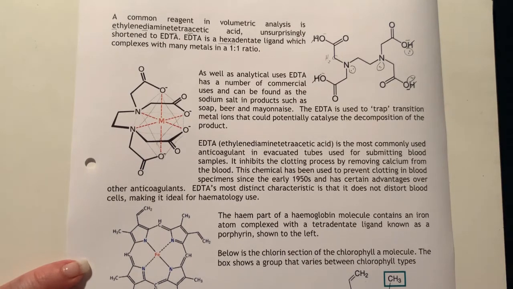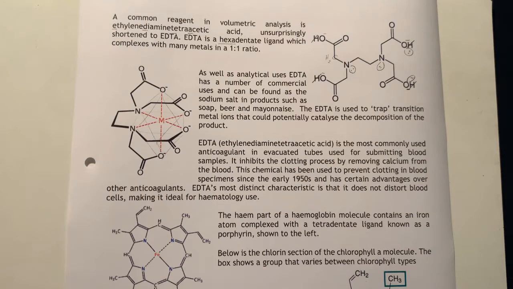As well as analytical uses, EDTA has a number of commercial uses. It can be found in sodium salt in many products such as soap, beer and mayonnaise. The EDTA is used to trap transition metal ions that could potentially catalyse the decomposition of the product.